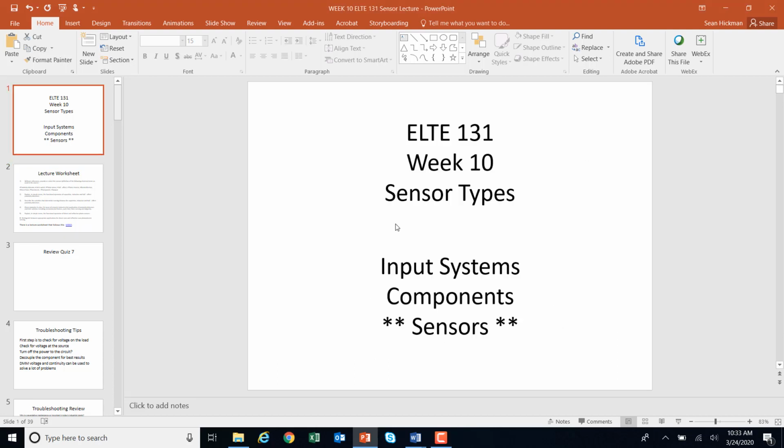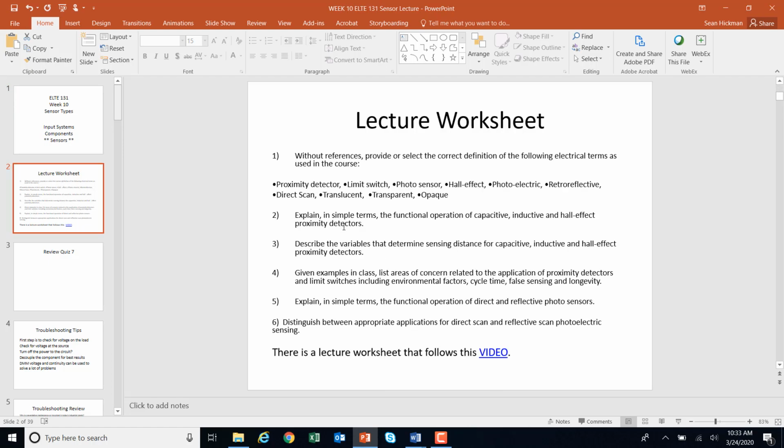Okay, let's take a look at ELTE131 week 10, sensor types. So here we're talking about input systems, components, or sensors. Input system components / sensors. There's a lecture worksheet that you can get and you want to follow along.